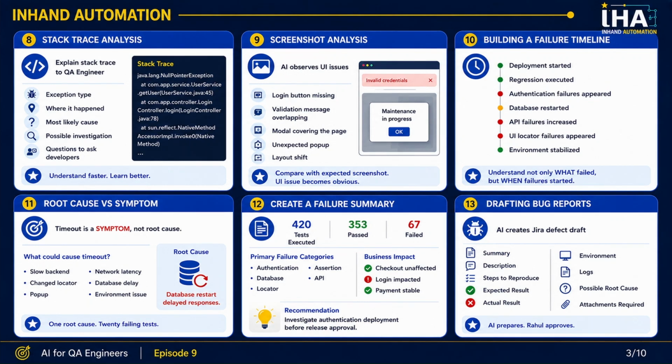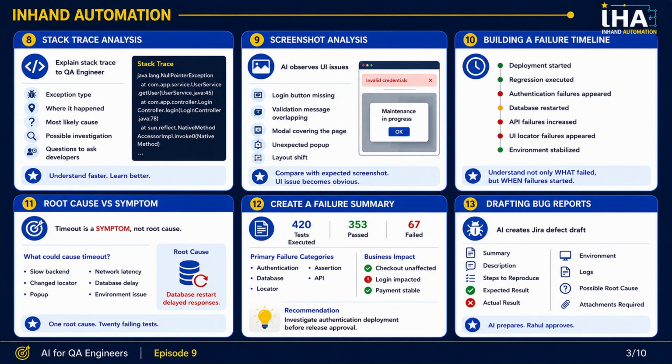Rahul now copies a Java stack trace. Instead of asking fix it, he asks explain this stack trace to a QA engineer. AI explains the exception type, where it happened, what is the most likely cause of this exception, possibly what are the investigations you can do, and what are the questions you can ask the developer. So based on that, Rahul understands the problem much faster now, and even junior QA engineers can learn from this. So this is how we can take help of AI for stack trace analysis.